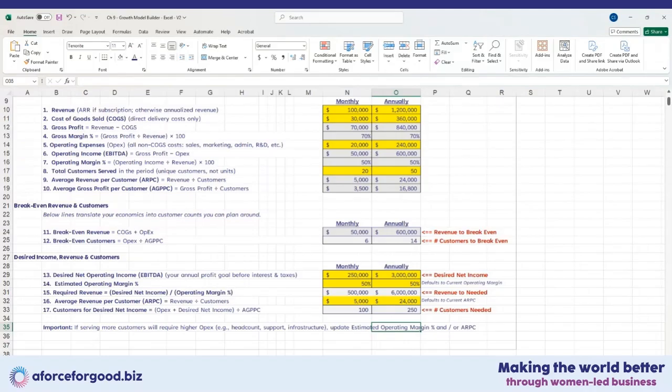You know your average revenue per customer, you know your break even in both revenue as well as customers. And now you also know I can plug in different numbers here. So let's say instead of 3 million, I just want 1 million. Now it's going to show you I need $2 million in revenue and 83 customers. So you can play around with this.